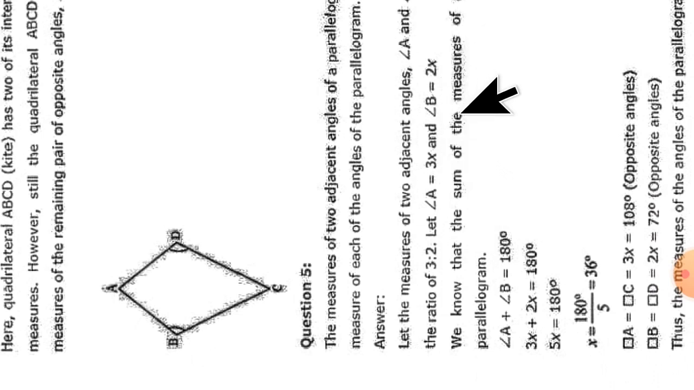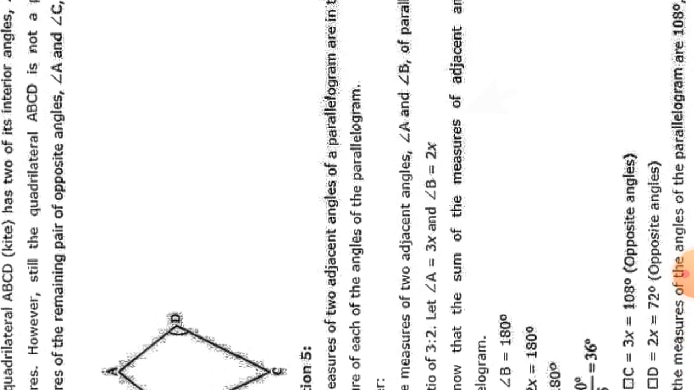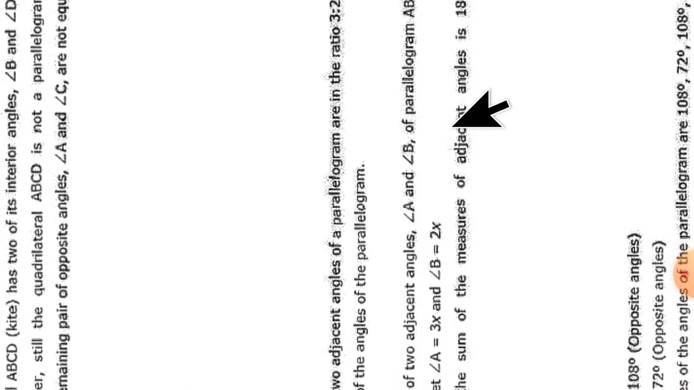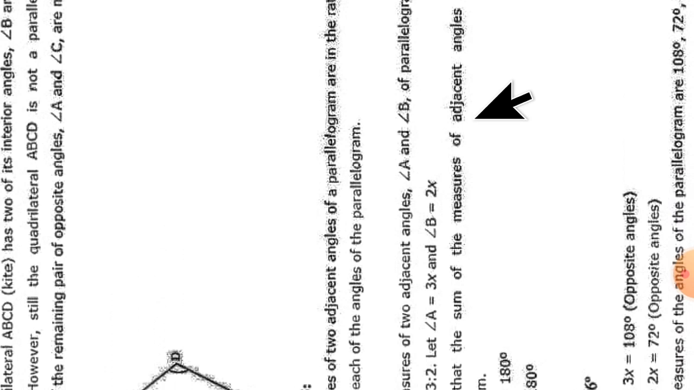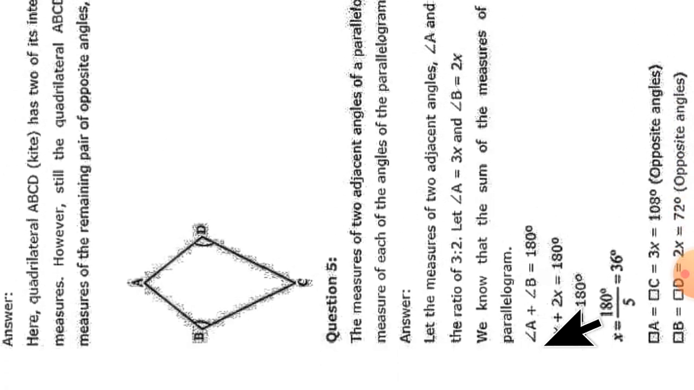Now what is the sum of measures of all the angles of the parallelogram? 360. And the sum of measures of adjacent angles of a parallelogram is 180 degree. So angle A plus angle B equal to 180 degree. So 3x plus 2x is 180 degree. So 5x is equal to 180 degree. X is equal to 180 degree upon 5, which is equal to 36 degree.